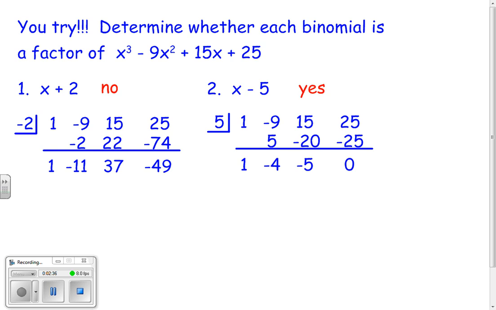So in the you try it, number 1 is not a factor because you get a remainder other than 0. Number 2 is a factor because the remainder is 0.